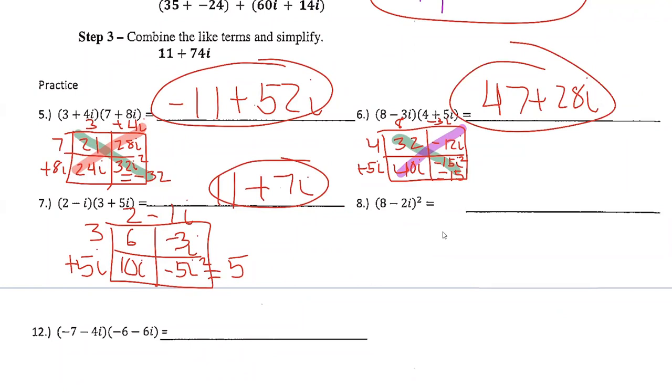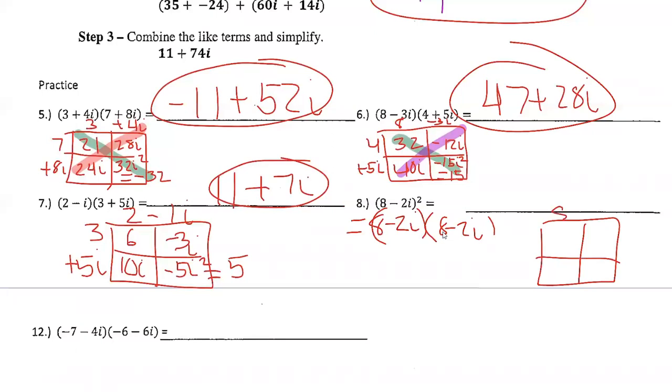If you do see a question like number 8 where you have a binomial squared, remember that's really 8 minus 2i times 8 minus 2i. So basically, if you're using the box method at least, let's try that one more time. You're going to put the same thing along the top and the side. And then just do it the same way.